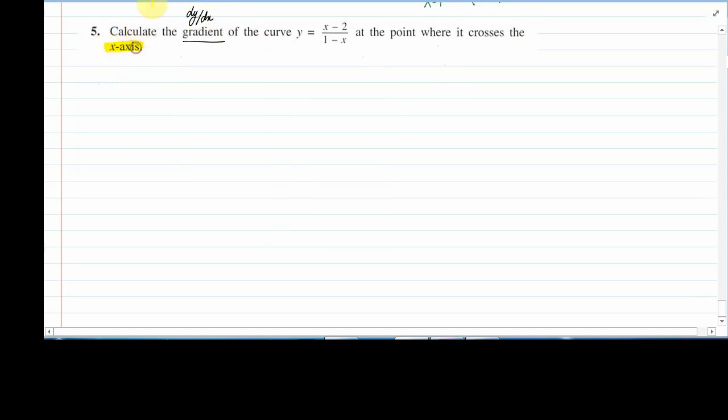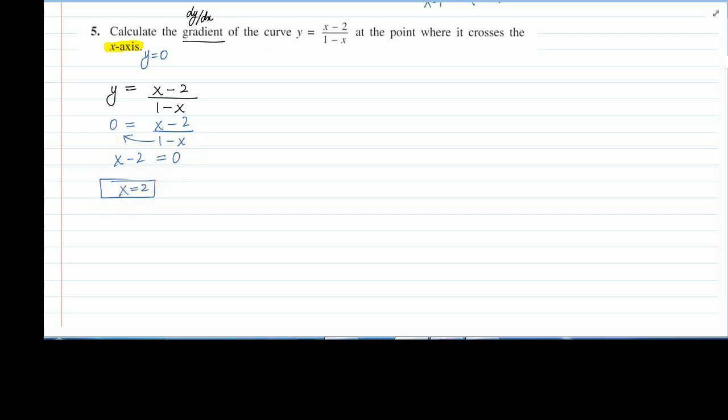We had discussed this point in the previous classes that if it crosses the x-axis, it means the value of y is 0, right? So you have an equation that y is equal to x minus 2 divided by 1 minus x. Initially it says that the value of y is 0, so I'm going to place the value of y, 0, here: x minus 2 divided by 1 minus x. First we need to solve it to find out the value of x. So x minus 2, when 1 minus x multiplies with 0, it gives you the value 0, and now you have the value of x, that is 2.